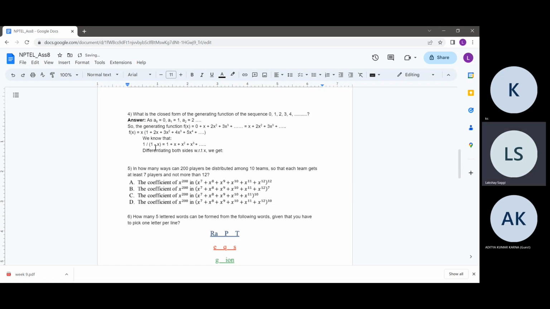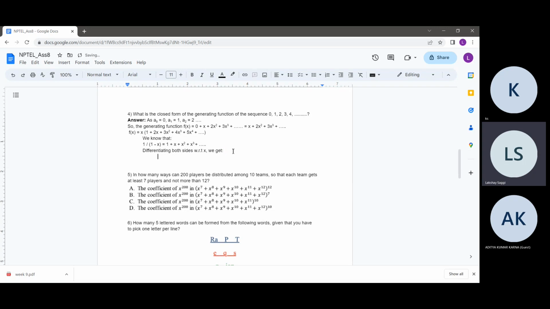We know that 1 upon 1 minus x is this, and now differentiating both sides with respect to x, what will we get? What's the differentiation of 1 upon 1 minus x? I hope you know how to differentiate. We learned this in high school, so it's not a big deal. It is 1 minus x raised to the power minus 1. Its differentiation would be minus 1 times 1 minus x raised to the power minus 2 times minus 1. So it will be nothing but 1 upon 1 minus x raised to the power 2. This is the differentiation of the 1 upon 1 minus x term. You can easily apply the chain rule and differentiate it.